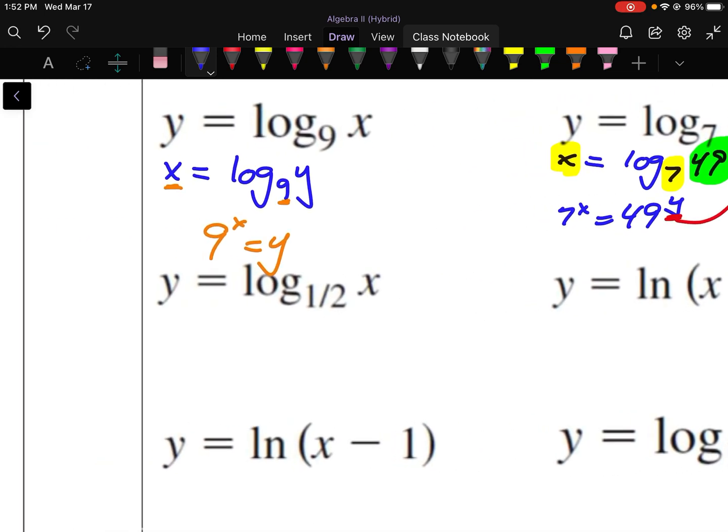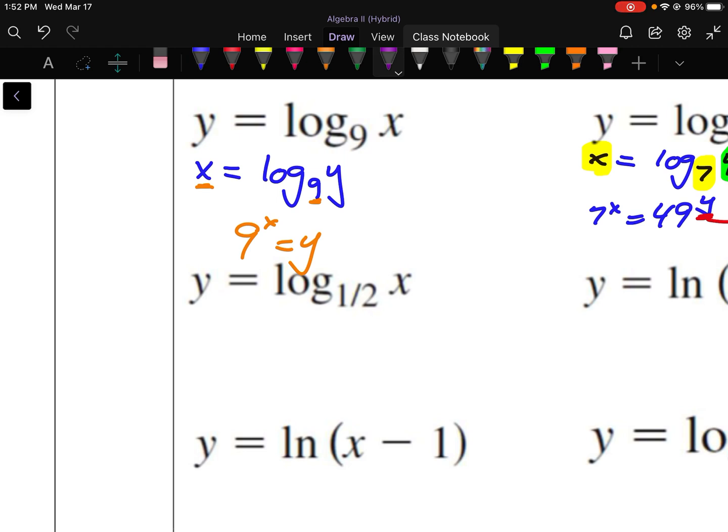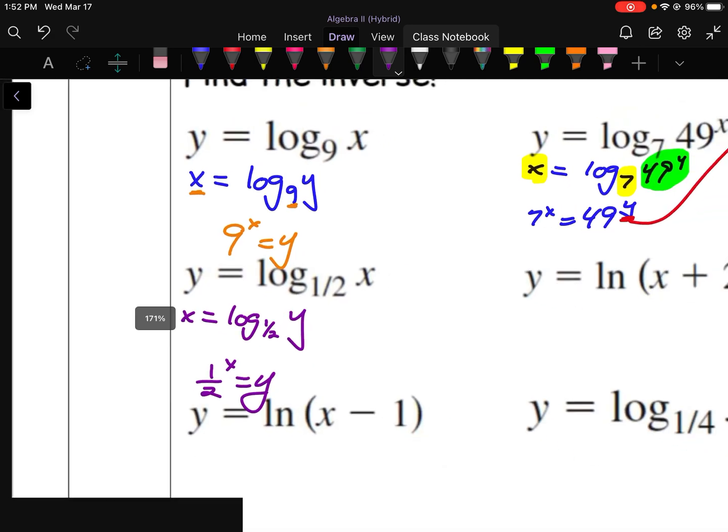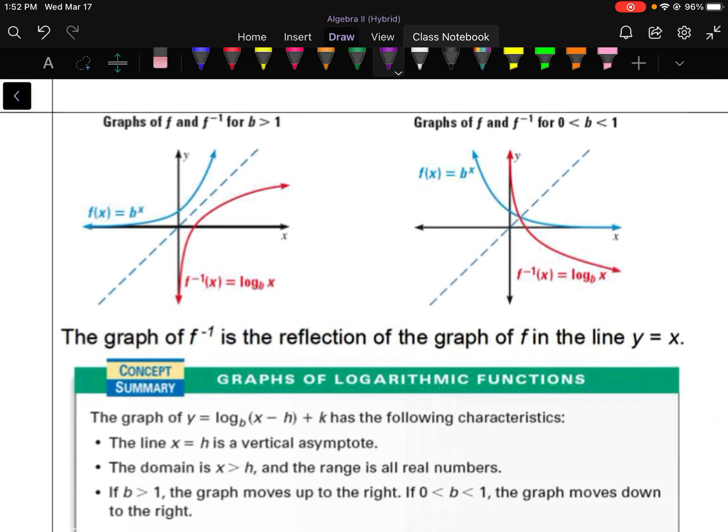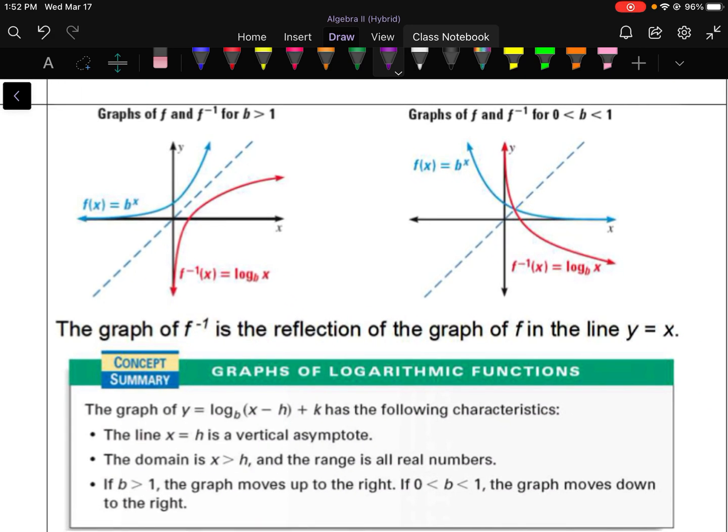So I'll do just one more. I'll save the rest for you. So start again by switching x and y. So x equals log base 1/2 of y. So that means that 1/2 to the x power equals y. Y is by itself. There's your inverse. So there's 3 more there for you to do, but let's talk about graphing here really quickly.